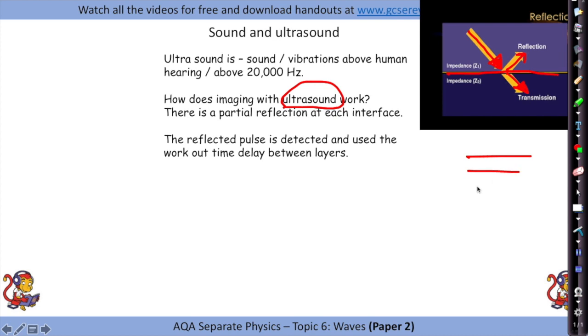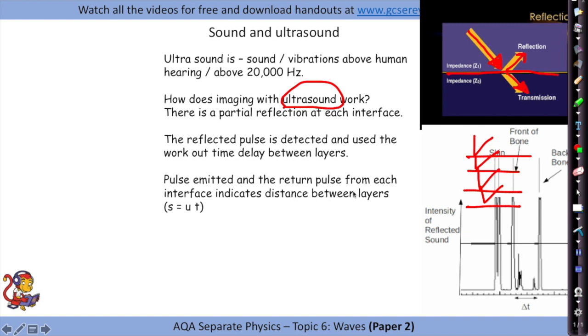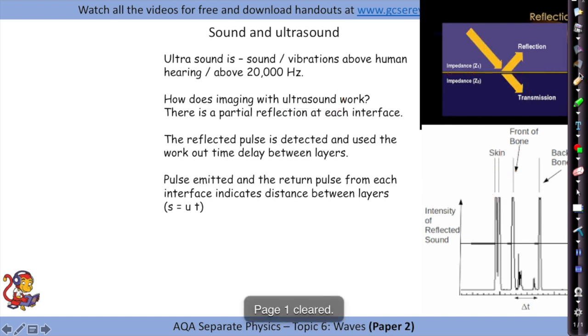So if you've got multiple layers, each time the light goes in, there's a little bit of reflection, and the time delay from each reflection can help you to work out the distance between the layers. So here's an example of a picture you may see in the exam.